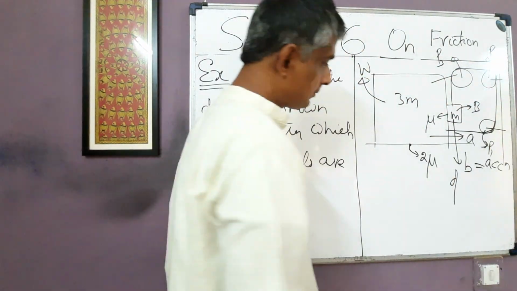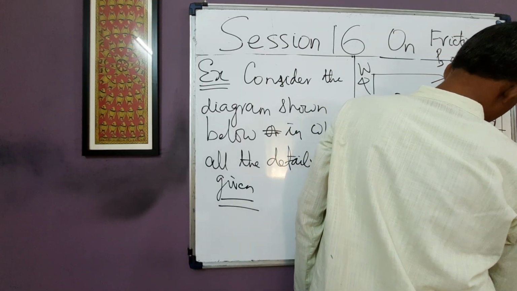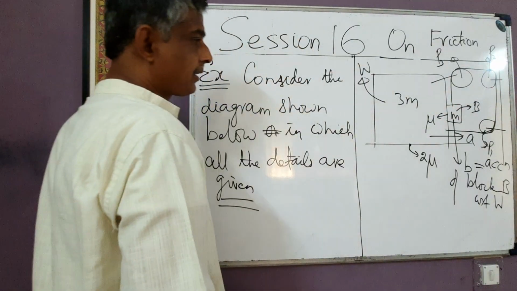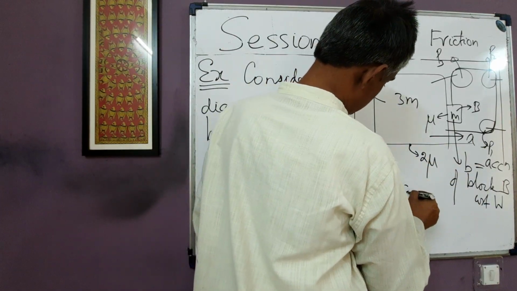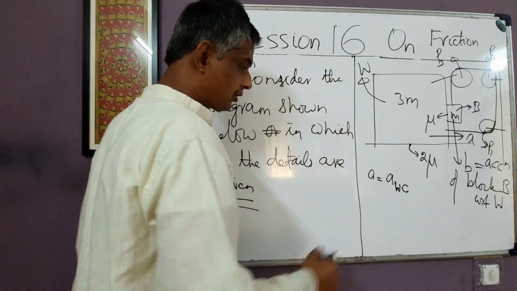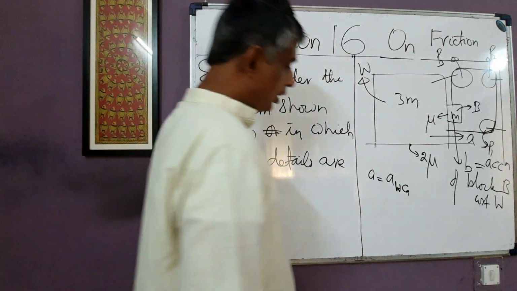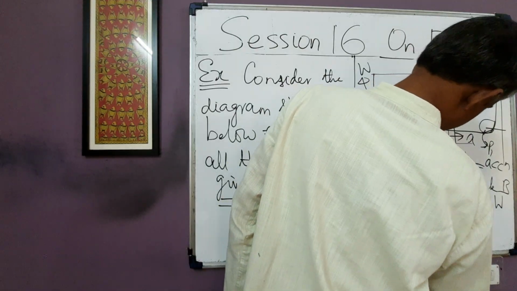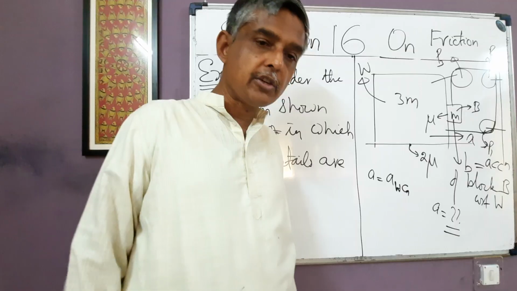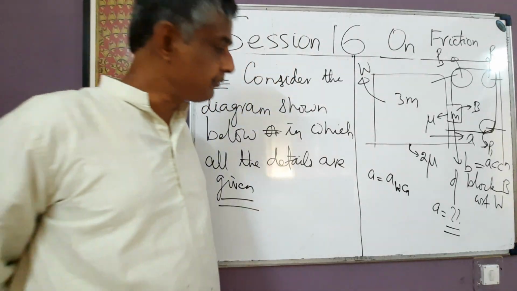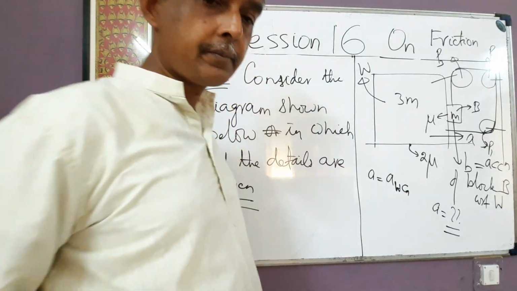W for wedge, and A is the acceleration of wedge with respect to ground, AWG. AWG meaning acceleration of wedge W with respect to ground, which is just A. So now we have to determine this quantity A. The answer should be in terms of mu and g only.